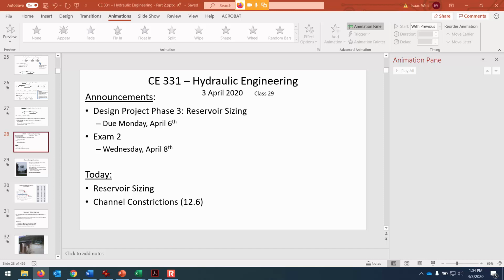Are there any other questions related to the announcements before we start talking about reservoir sizing? Yes, Dr. Waite. So on the phases we've been doing, can we go back and redo them, make the adjustments based on your comments? Yeah, that's a great question.